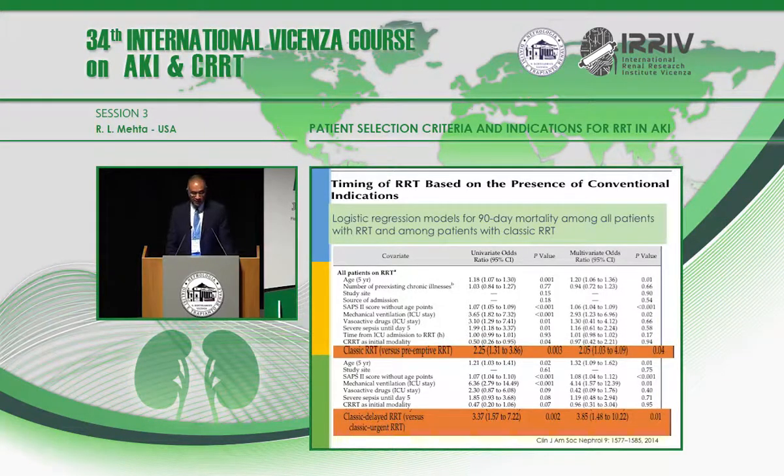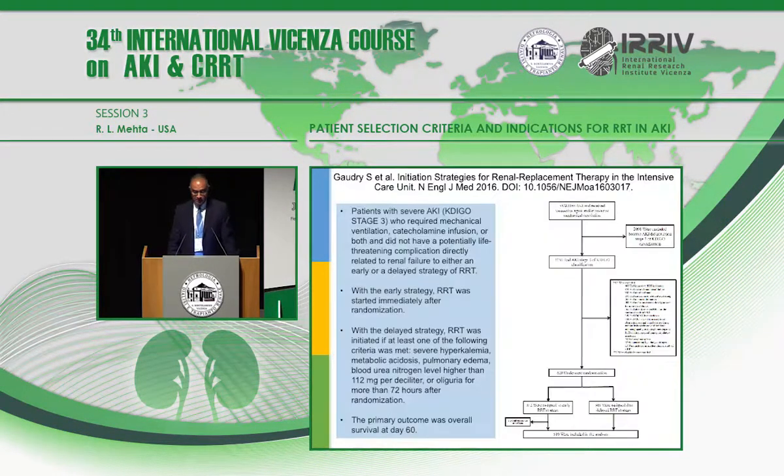And when you look at the comparators here of classic RRT versus preemptive RRT, you can see the classic delayed versus classic urgent has a marked increase in hazard, and similarly versus preemptive RRT a marked increase in hazard. So what does this mean with respect to our most current study? This study is the one from the New England Journal of Medicine, and I will save most of it for Sean because I'm sure he'll be covering it. But I just want to make a point on this.